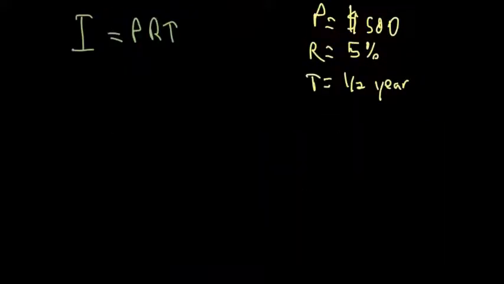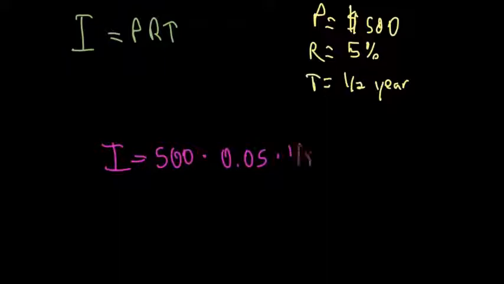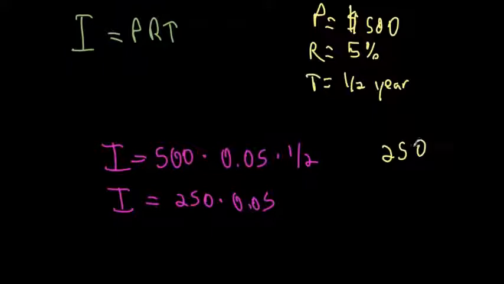Alright, let's do a couple more examples. In this example, our principal equals $500. So interest equals 500 times our rate of 5% as a decimal, so that'd be 5/100, times our years, which is 1/2. Again, half of 500 is probably going to be the easiest thing to do. Half of 500 would be 250 times 5/100. Again, I'm not going to try and do that in my head.